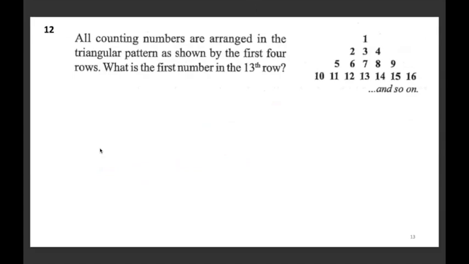All counting numbers are arranged in a triangular pattern as shown in the first 4 rows. What is the first number in the 13th row? That's what we have to find. This series continues further.